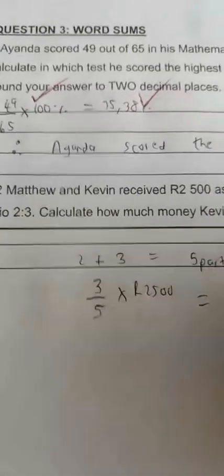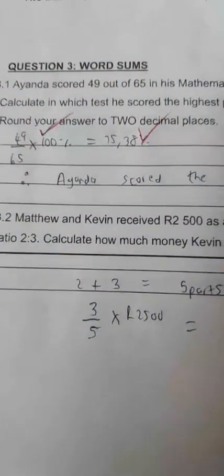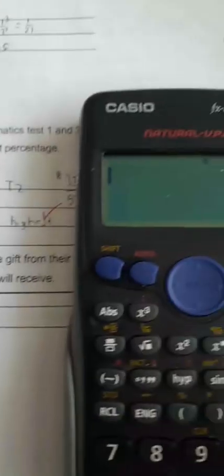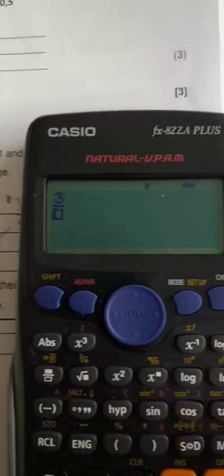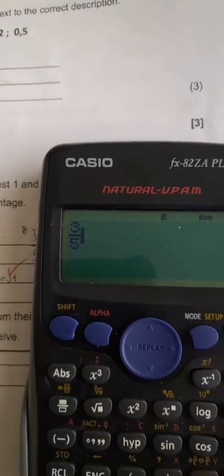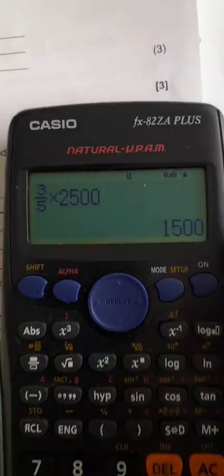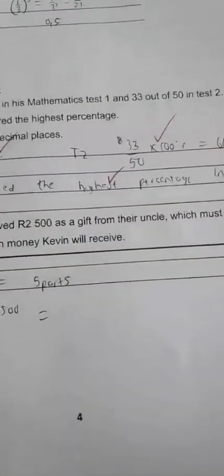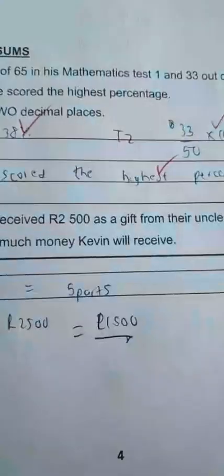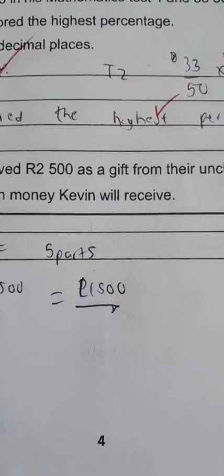Okay, and then utilize the beautiful, amazing calculator so that we can find out how much money Kevin will receive. So let's do this. 3 over 5. Okay, and then we're going to times it by the 2,500. And then we're going to check how much money. It seems like our good friend Kevin, out of the 2.5, is getting 1.5. Yeah, does that make sense?